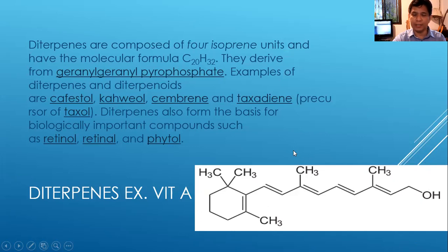They are derived from geranyl pyrophosphate. Di ba yung geranyl 10, ano? Tapos another geranyl, another 10. So that's 20. So examples of diterpenes and diterpenoids are cafestol, kahweol, cembrene, and taxadiene. No, precursor of taxol. Taxol is a drug, di ba? I think this is a cancer drug.